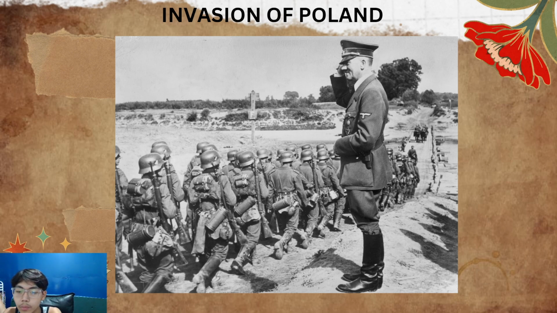This invasion was motivated by Hitler's desire to expand German territory and followed a secret agreement with the Soviet Union, the Molotov-Ribbentrop Pact, to divide Poland between them. Britain and France, who had pledged to protect Poland, declared war on Germany, marking the start of World War II. Within weeks, Poland fell and it was occupied by both Germany and the Soviet Union.